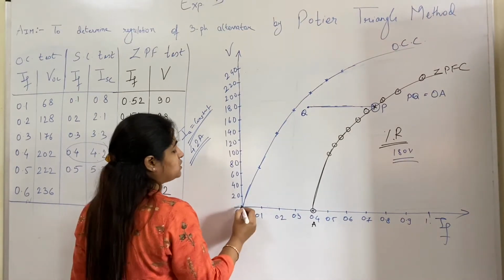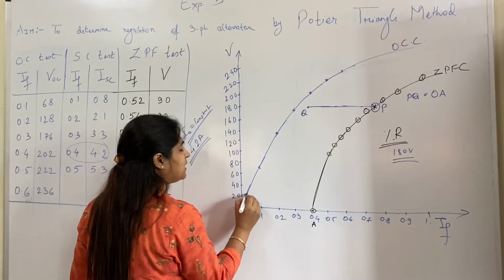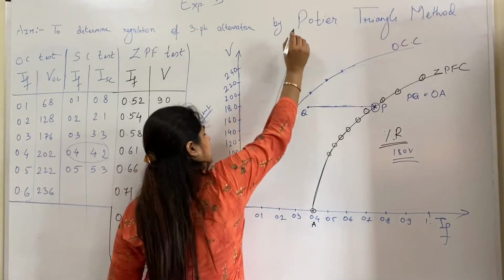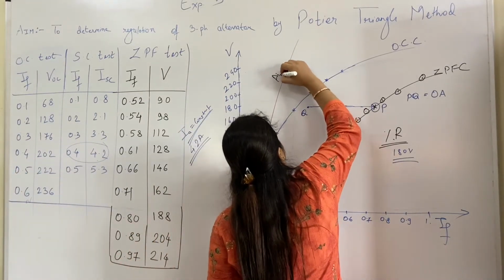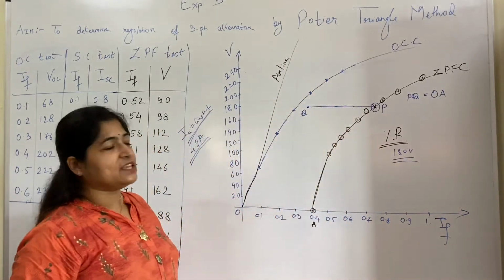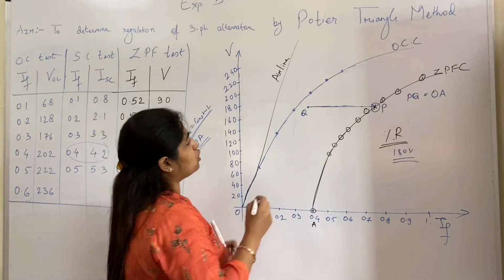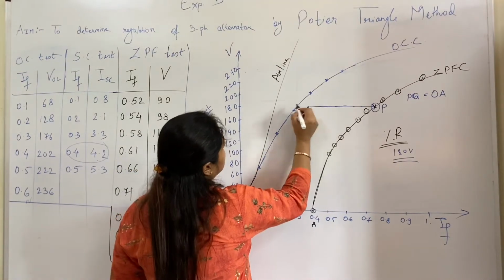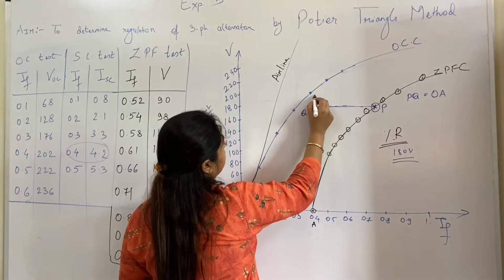Now drawing tangent on OCC means take this 0 and first point on the straight line with the help of scale and draw a tangent. Okay. This line is called as air line. This tangent to OCC is called as air line. So what you are supposed to do, you are supposed to draw a line parallel to air line from here.